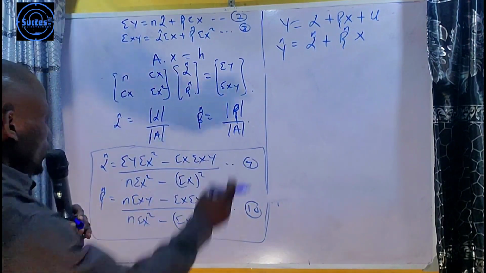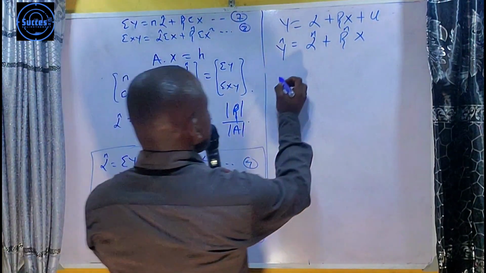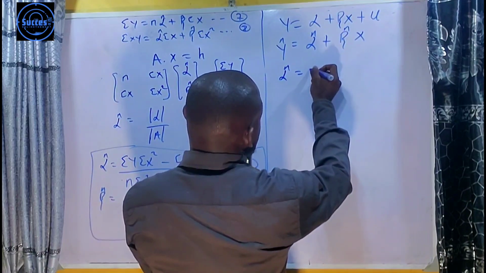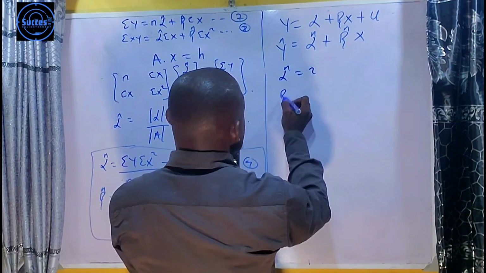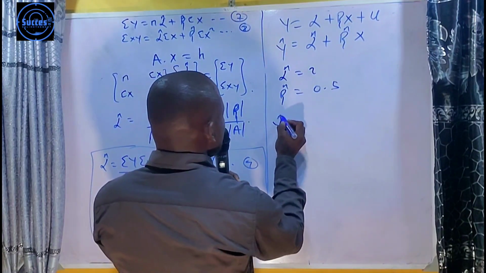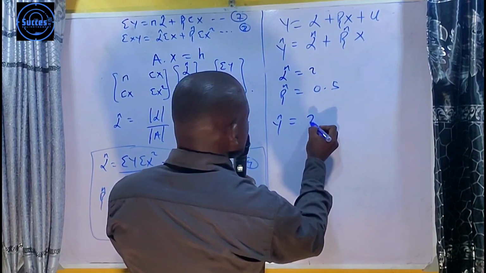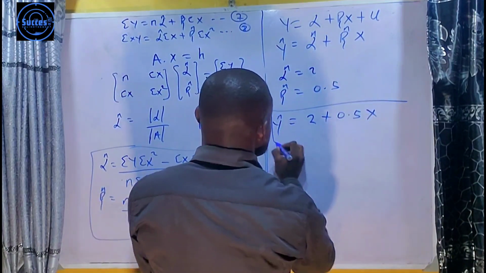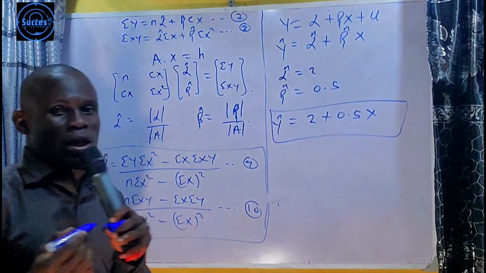So when we apply this formula, what we get is our alpha cap to be, let's say, 2, and we have our beta cap to be 0.5. So now our y cap will be 2 plus 0.5x. So now from this model we can make forecasting, we can make prediction, we can plan.